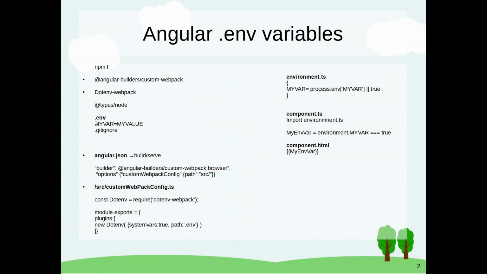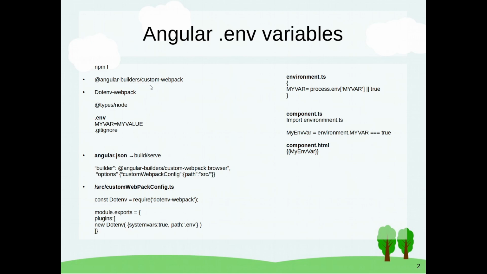Then it's time to create our .env file where we are placing our variables with their values. And it's good to also include this .env file into gitignore in order not to transfer those files while we're pushing our files to Git.